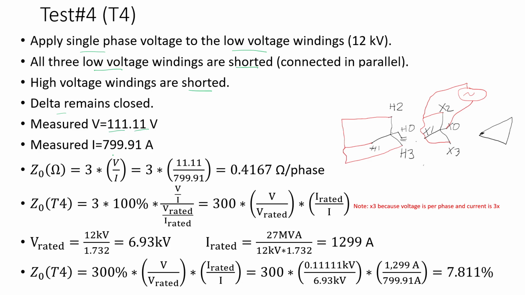So the measured voltage is 111.11 volts. The measured current is 799.91 amps. So if I plug in the numbers, I get the zero sequence in ohms for this test. Test 4 is 0.4167 ohms per phase. Then since I'm applying voltage to low voltage side, I convert to line to neutral. So the zero sequence obtained from test 4 is, if I plug all the numbers, 7.811%.